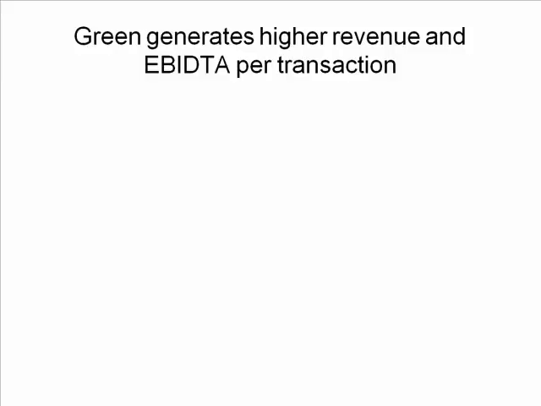Headline: green generates higher revenue and EBITDA per transaction. Now see, that's the key message we wanted to get across, and you wouldn't have ever figured that out by just looking at those three pie charts. Now I need to prove or visually show this result, this headline. So first graph, let's take a look at revenue per transaction.